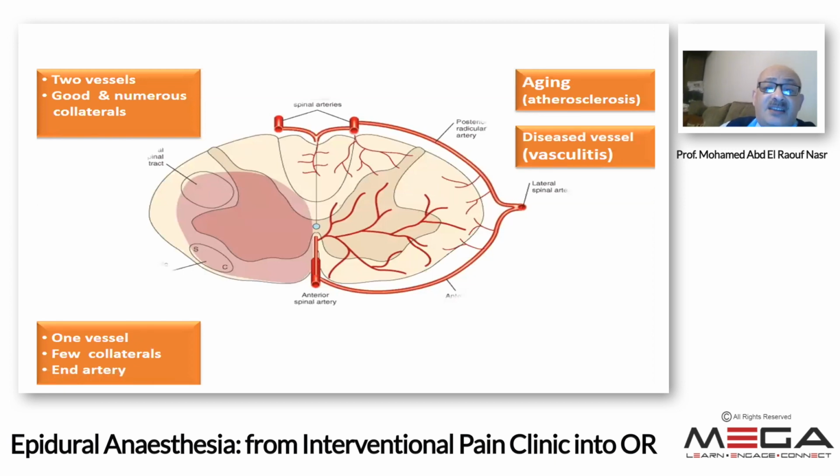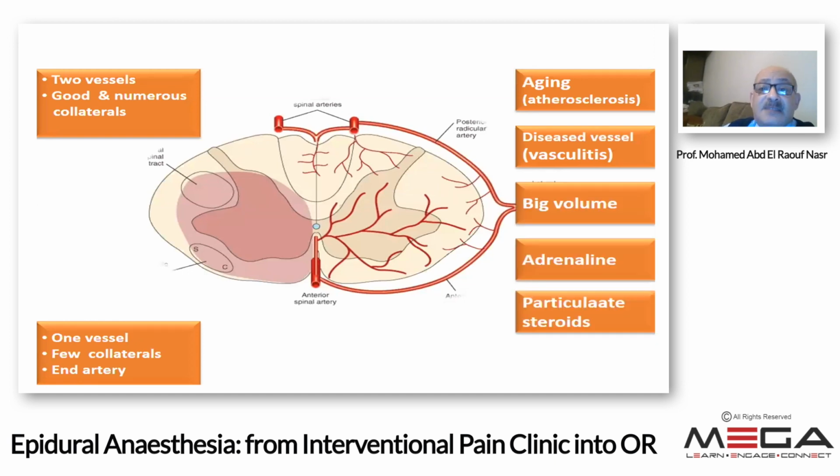If this end artery is diseased, we can get an anterior spinal artery syndrome. It might be diseased by aging from atherosclerosis or from vasculitis. Another thing, big volume injected in the epidural space might compress it from outside. Adrenaline, if added, might cause vasospasm. Particulate steroid might block the arteries from inside. And hypotension intraoperatively might exacerbate our condition.